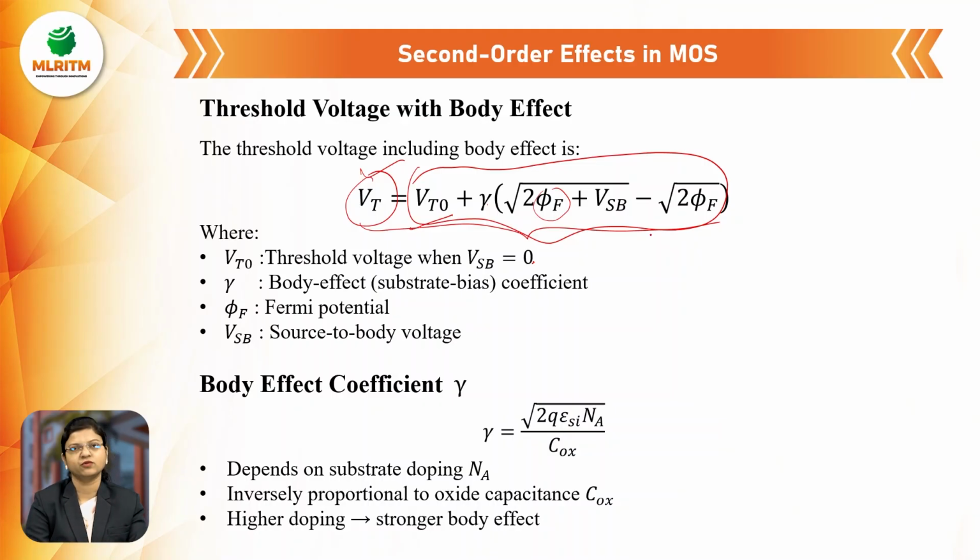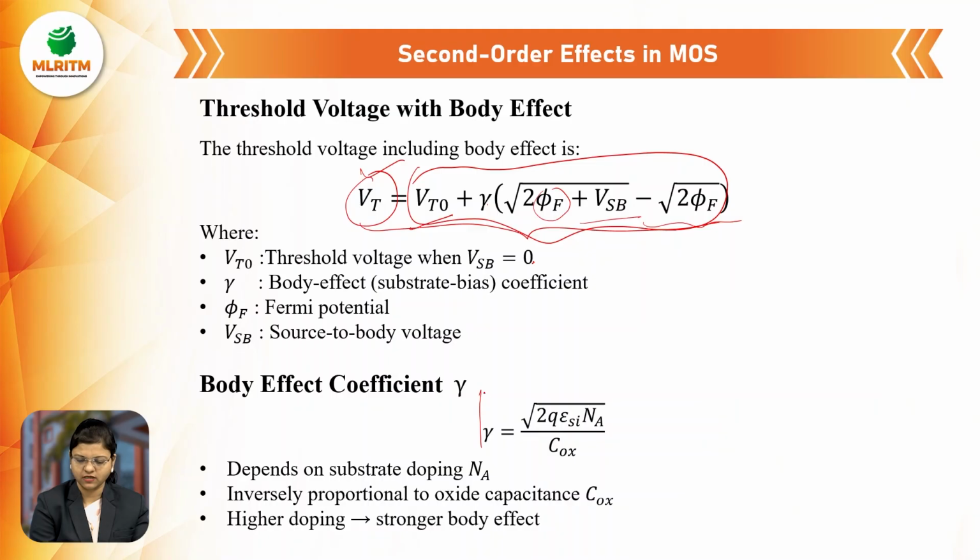As I told you, if you have some basic knowledge of semiconductor physics, which is the prerequisite for this particular course, you will get what is meant by the Fermi level. We have already considered the Fermi level in the band gap theory. So this is part of physics. VSB is the voltage between source and body, and minus again root 2 phi f. So this is the threshold voltage equation including body effect.